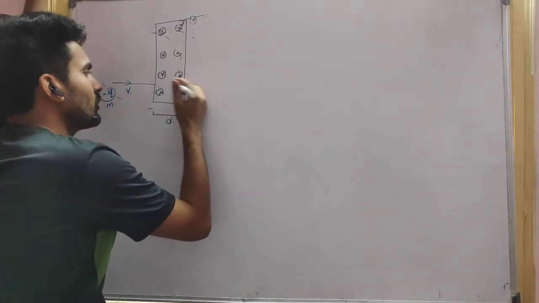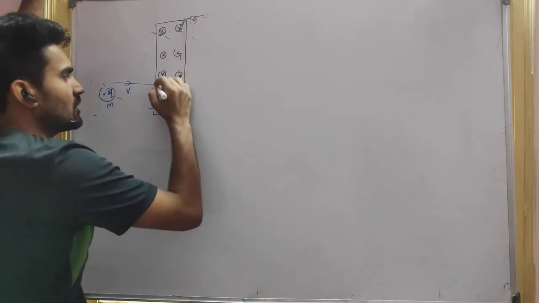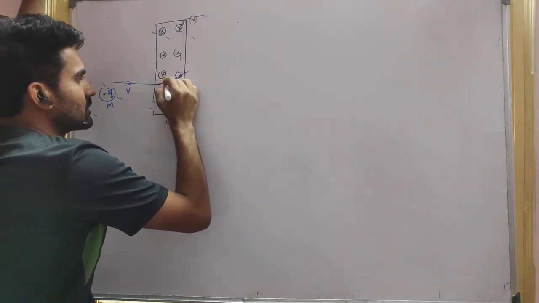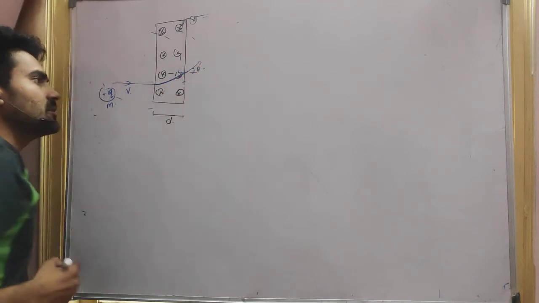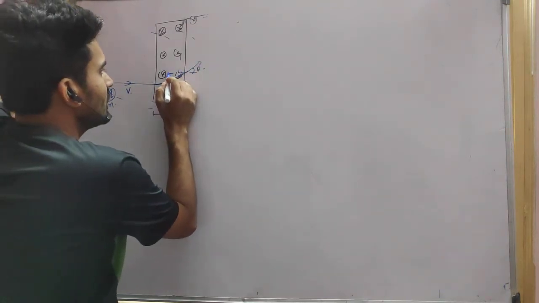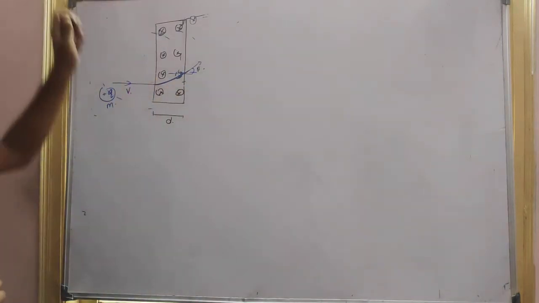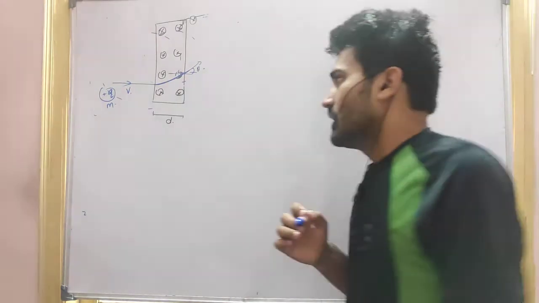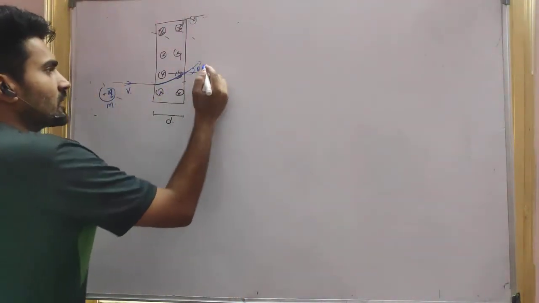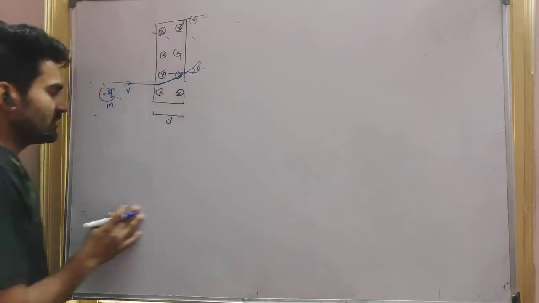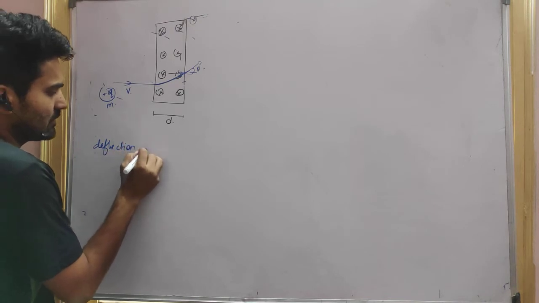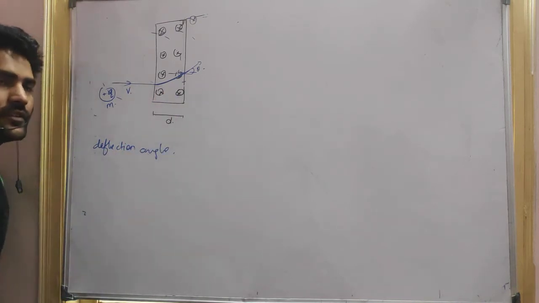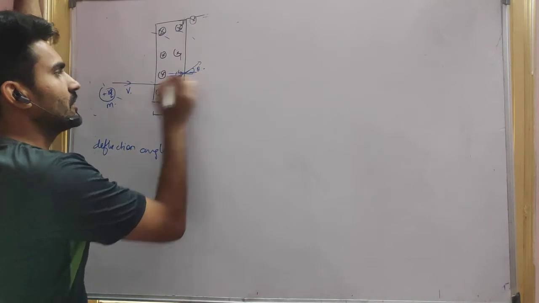So how will it go out of the field? It will go out of the field like this. It will be making some angle theta with the horizontal, and it will go out of the field. But we have to find at what angle theta it will go out. Means we have to find the deflection angle. We have to find the deflection angle, means this theta.